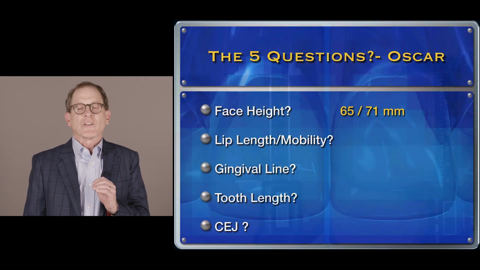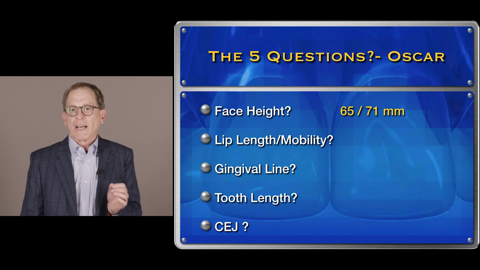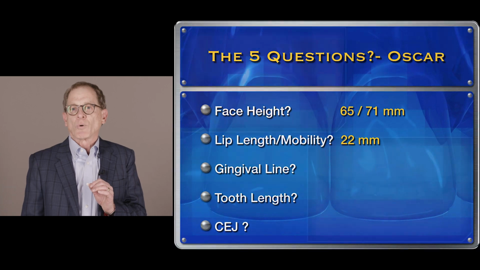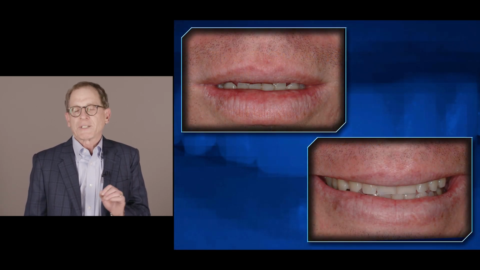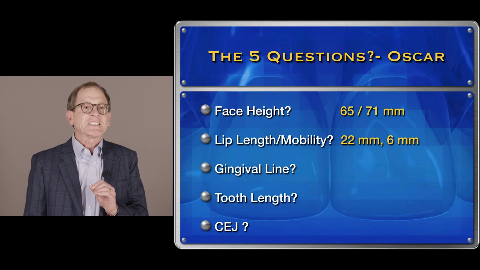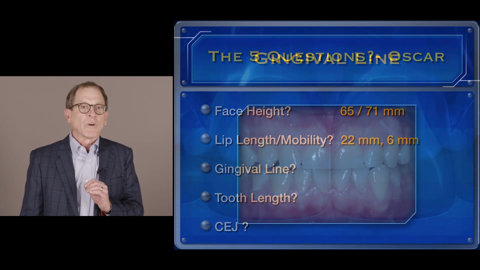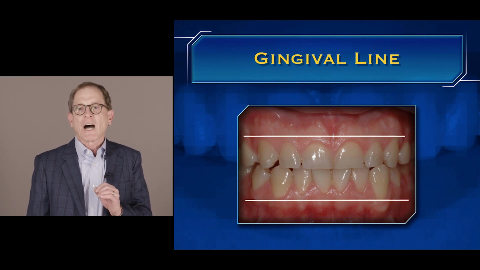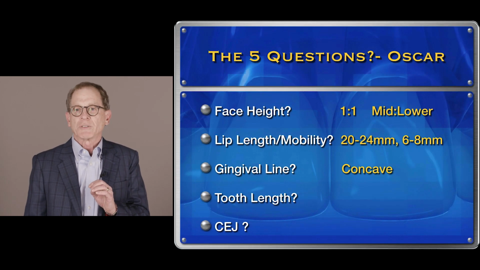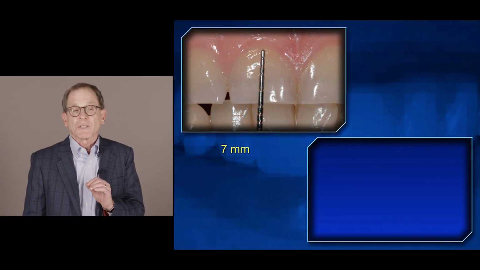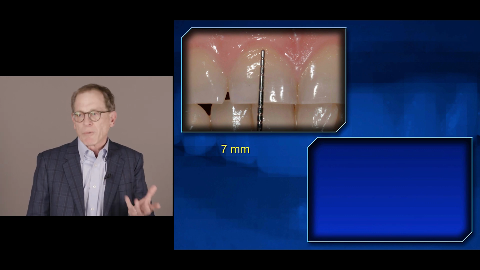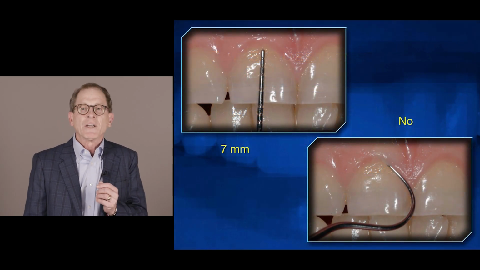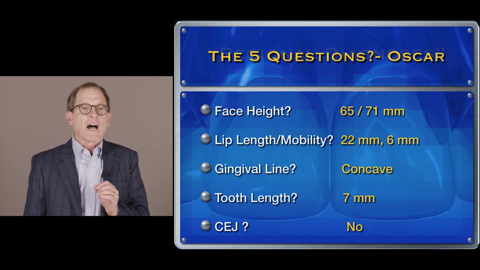So we measure the mid-face and the lower face, and it's 65 and 71. That's an outlier. It should be 1:1. We measure the upper lip. It's 22 millimeters. That's normal. We measure the mobility of the lip from repose to full smile. That's 6 millimeters. That's also normal. We look at the gingival line from canine to canine on both the upper and lower arches, and we can see that it's concave. That's not the way it's supposed to be. It's supposed to be straight. We measure the maxillary central incisor, and it's only 7 millimeters long, and we remember it should be 10 to 11. And finally, we feel for the CEJ and the sulcus, and we can't feel it. So now we have the answers to the 5 questions.